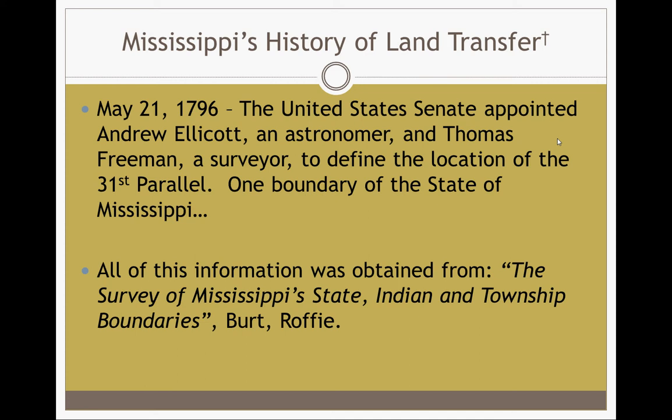On May 21st of 1796, the United States Senate appointed Andrew Ellicott, an astronomer, and Thomas Freeman, a surveyor, to define the location of the 31st parallel. And this was the first macro boundary of Mississippi. It was created by setting Ellicott Stone just north of Mobile Bay in Alabama. All this information was obtained from Rafi Burt's book, The Survey of Mississippi State, Indian, and Township Boundaries.